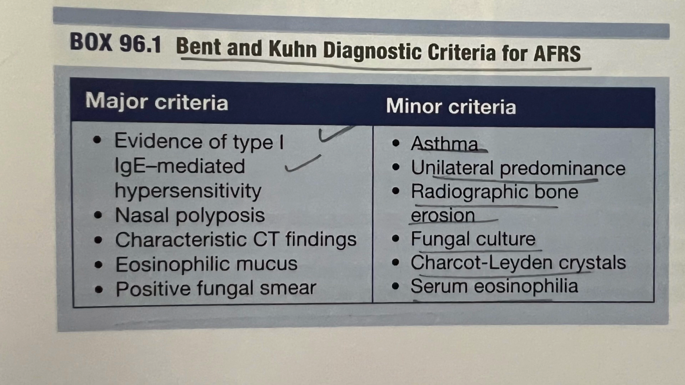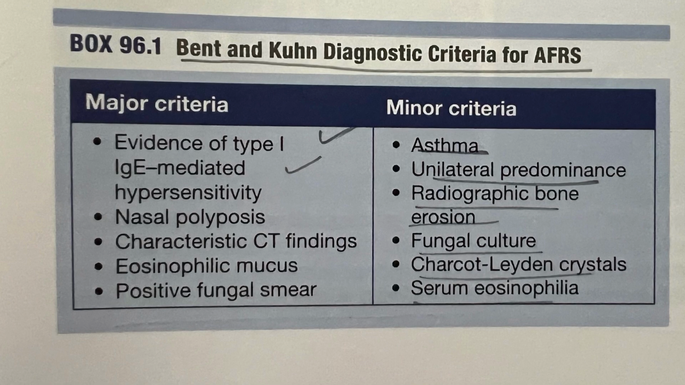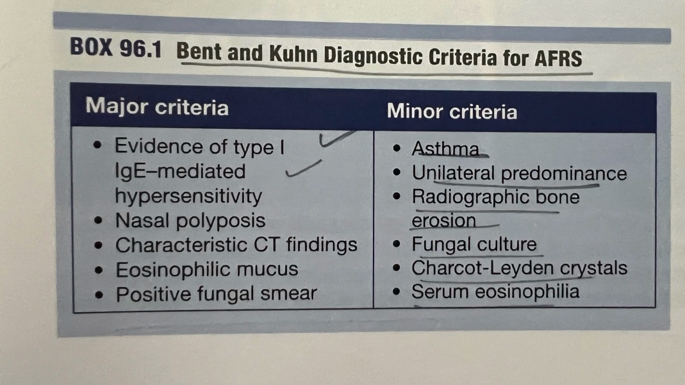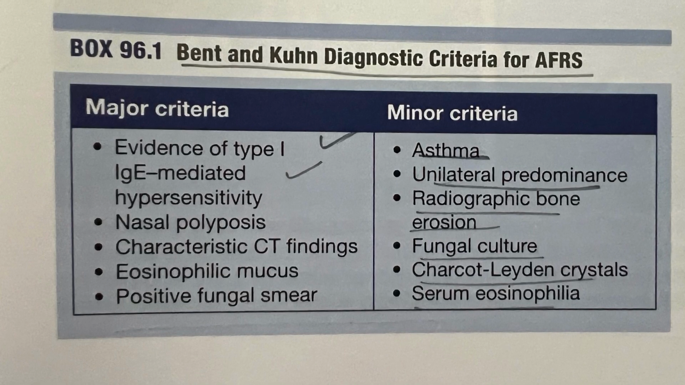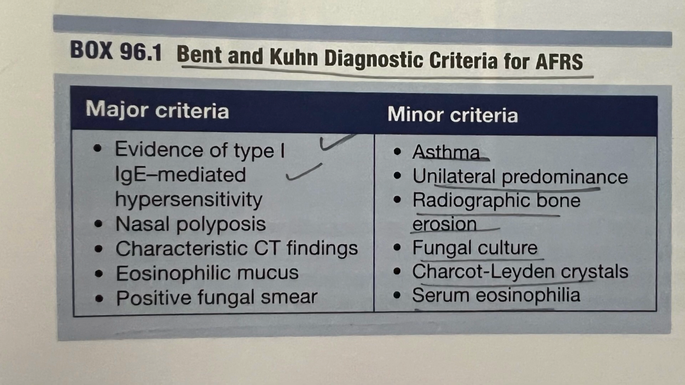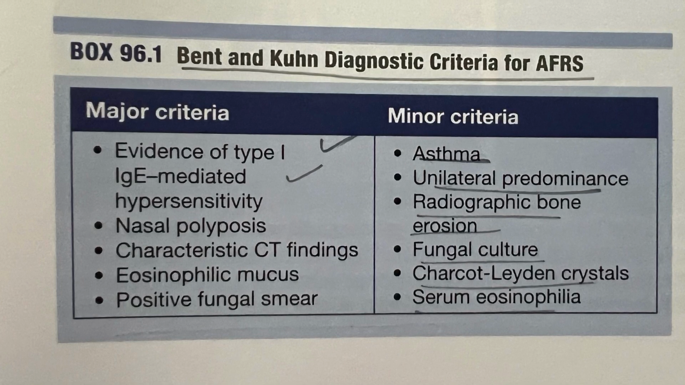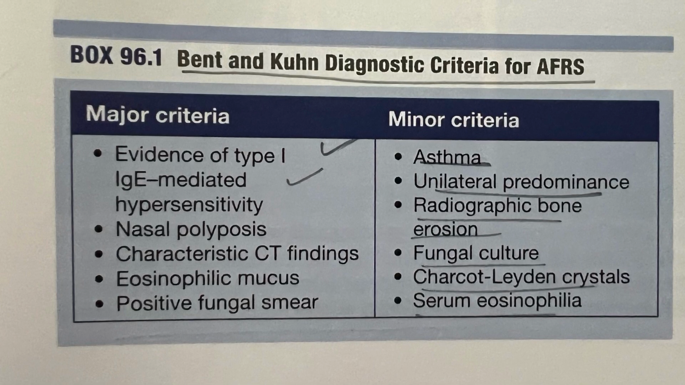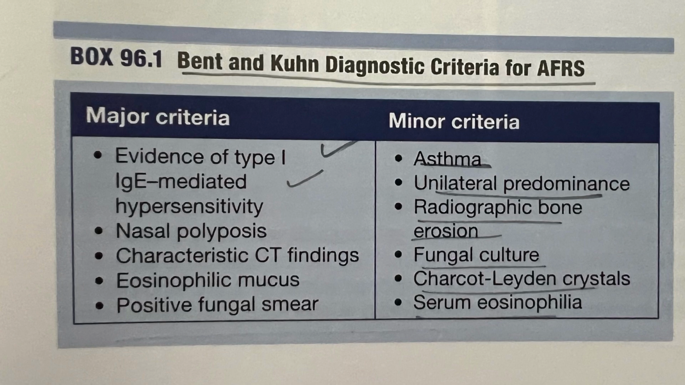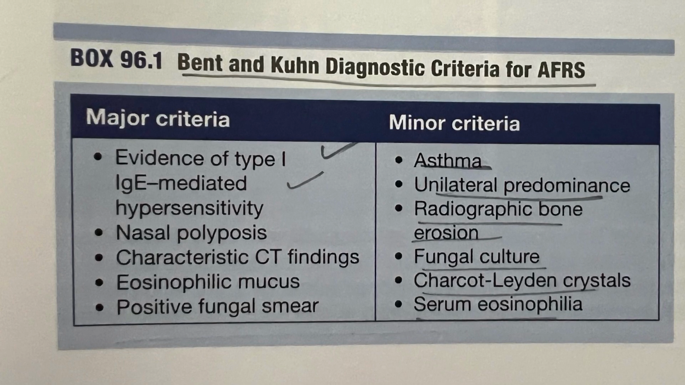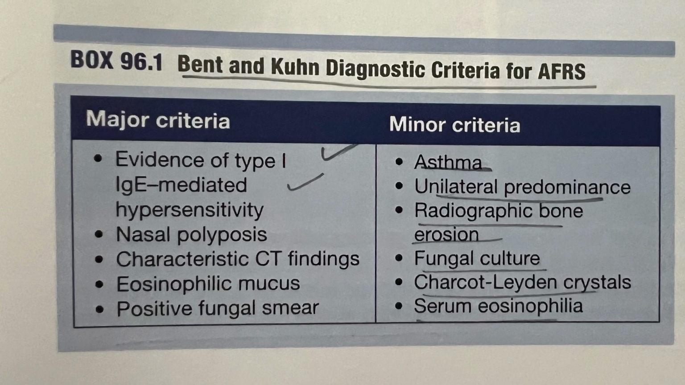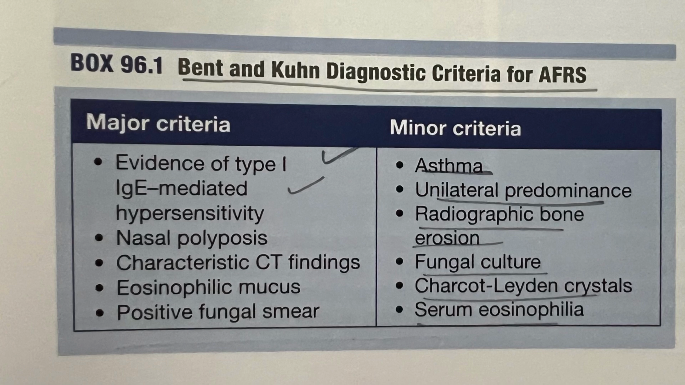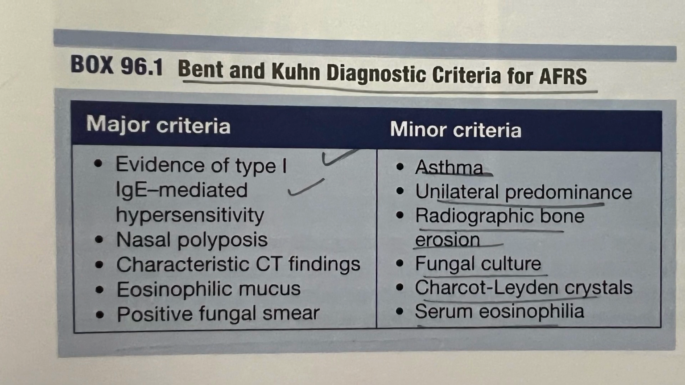These are 11 features, in which five are major and six are minor. In AFRS, all five major criteria should be present, while minor criteria are considered supporting features. So, these criteria set the benchmark for diagnosis of AFRS for many years, with minor variations proposed over the years. If all five major criteria are not present, suppose four or three major criteria are present, then it is called atypical AFRS.